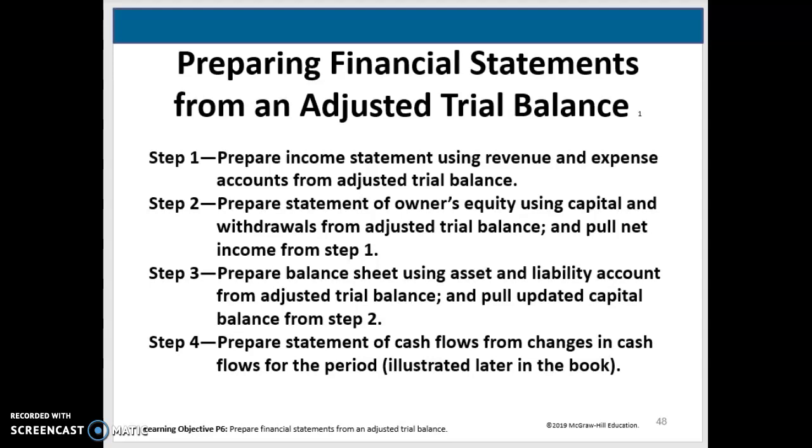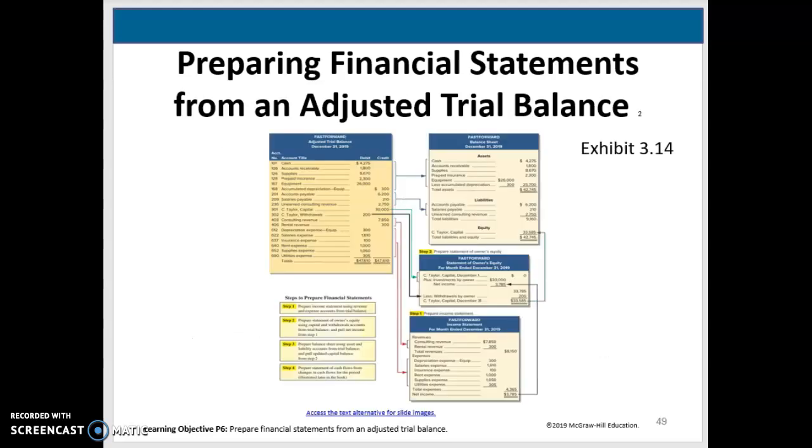And again, we don't go into detail in the cash flows in Accounting 1, but you'll get to see that more in Accounting 2. All right, so here's just a kind of summary of what we're doing with the adjusted trial balance. We're taking the balances and putting them on the appropriate financial statement. Remember, we have to do them in order: first, income statement, second, statement of owner's equity, and then we're going to do the balance sheet.